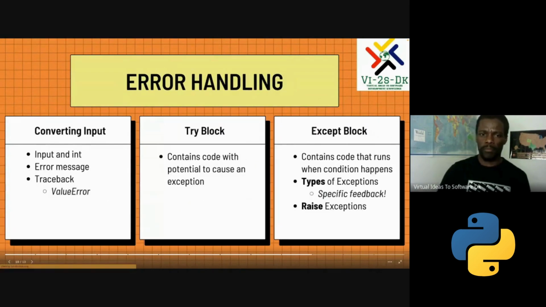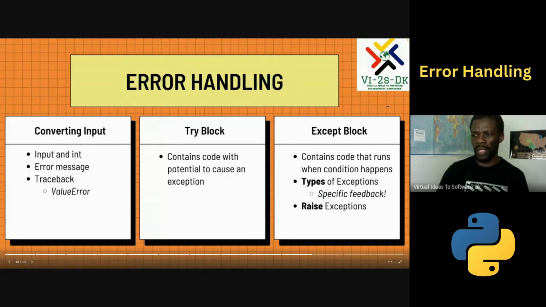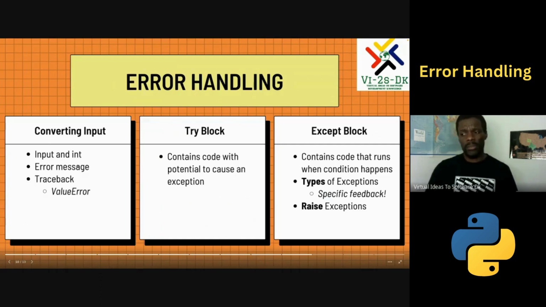Let's proceed. Next up is error handling. Like I said, when we're converting input, like we've seen in this case, we get an input from the user and then we use the int function to cast it. Sometimes we might get error messages. I've shown you a few of those error messages, like a traceback, maybe a value error. There are many different types of error messages we can get.